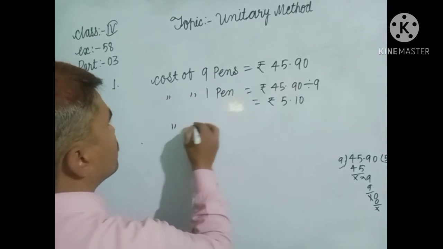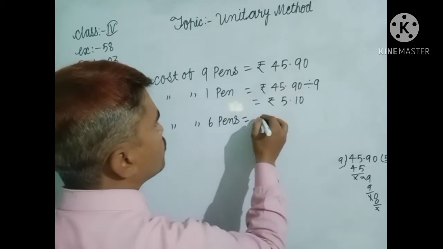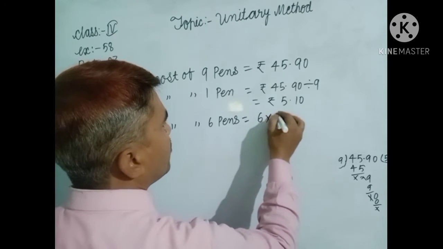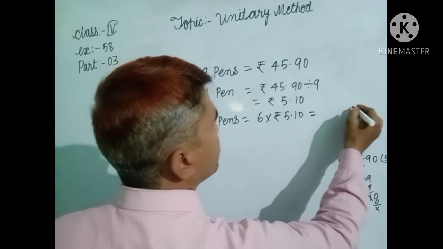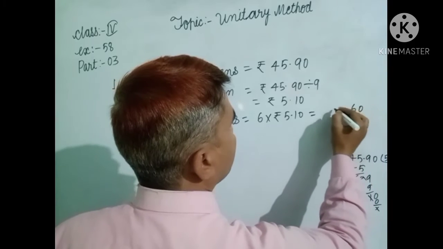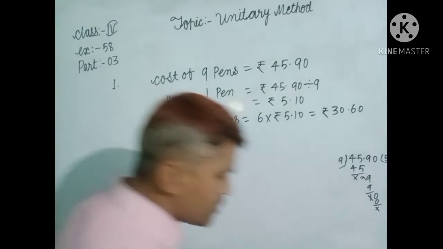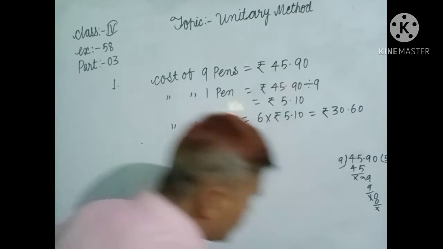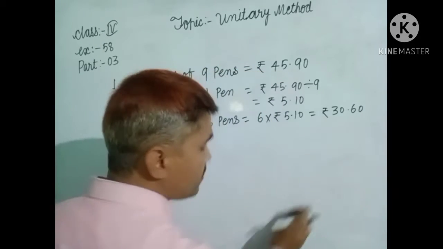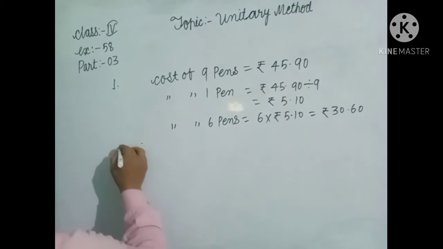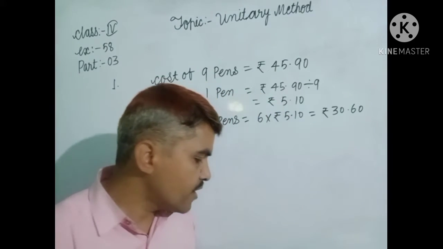Cost of 6 pens is equal to 6 multiplied by rupees 5.10. That means 10 times 6 is 60 and 5 times 6 is 30. That means 30 rupees 60 paise. What is the cost of 6 pens? 30 rupees 60 paise.